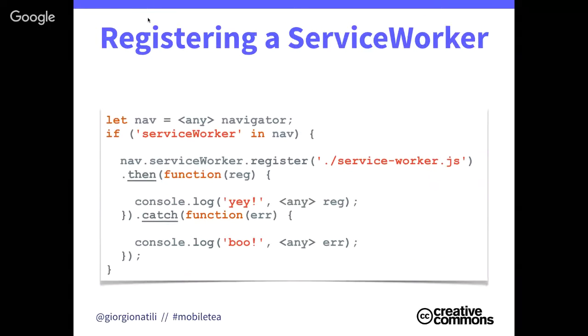Register a service worker. You check if the service worker property exists in the navigator object, and if it exists, you call the register method of the service worker API, pointing to the JavaScript file that is your service worker. It returns a promise, so it's easy. You can say, oh yeah, I have installed it, or you can handle the error and eventually change your application state or your component state to tell the user that something went wrong.